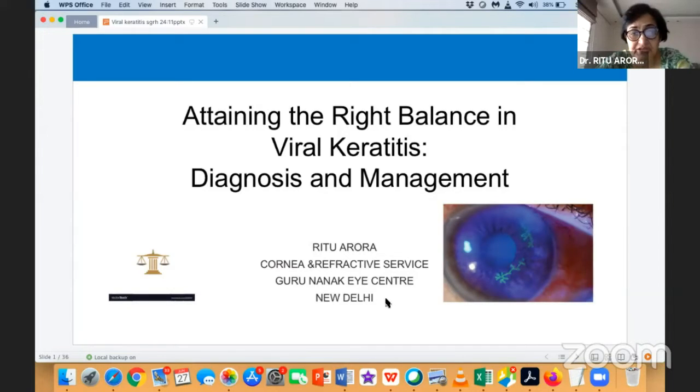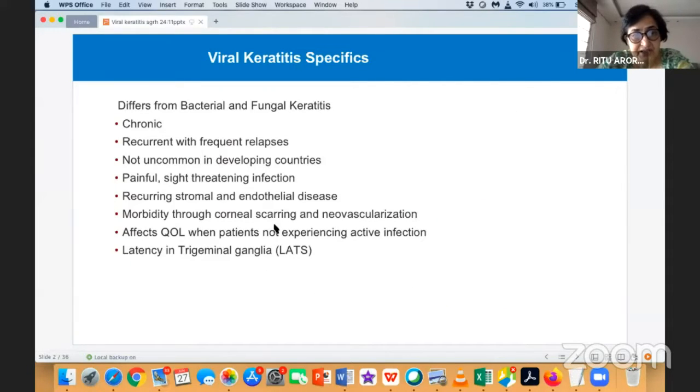I would be talking about viral keratitis and attaining the right balance, because very often we have issues related to diagnosis and then going on to the management. Viral keratitis specifically differs from bacterial and fungal keratitis because it is usually chronic, recurrent, with frequent relapses, unlike bacterial and fungal keratitis, which once resolved stay like that.